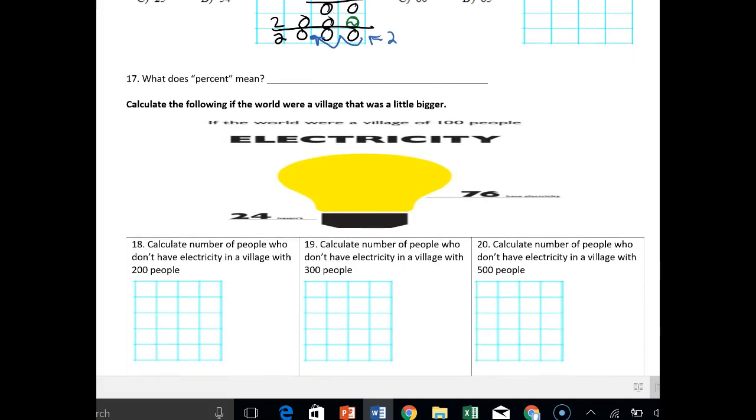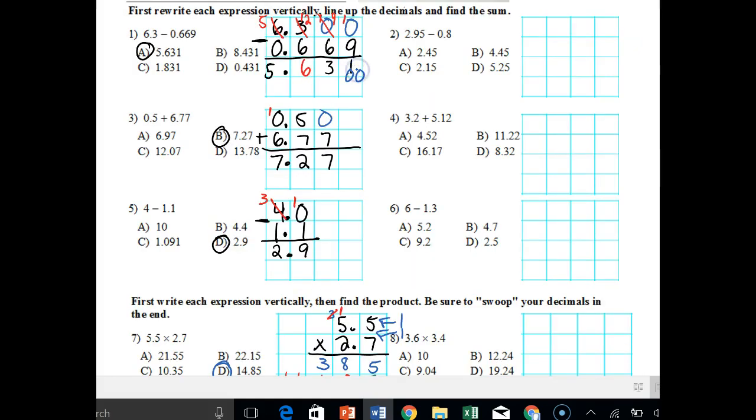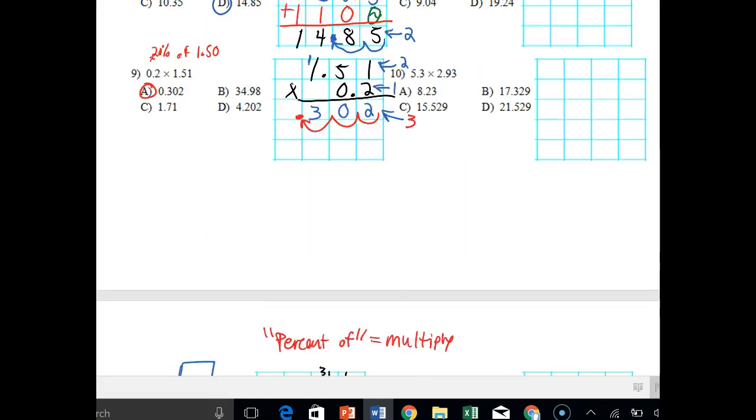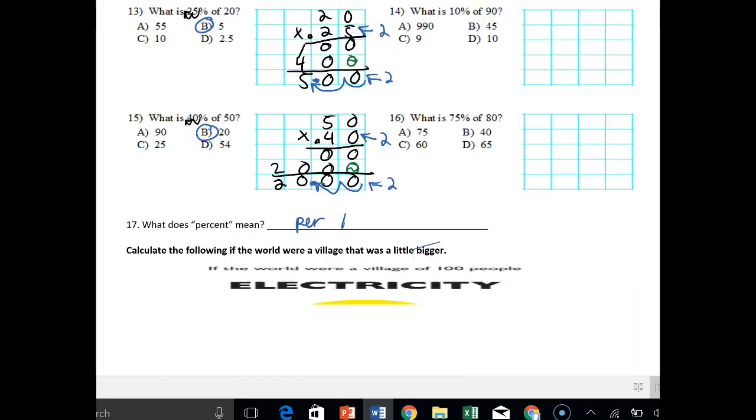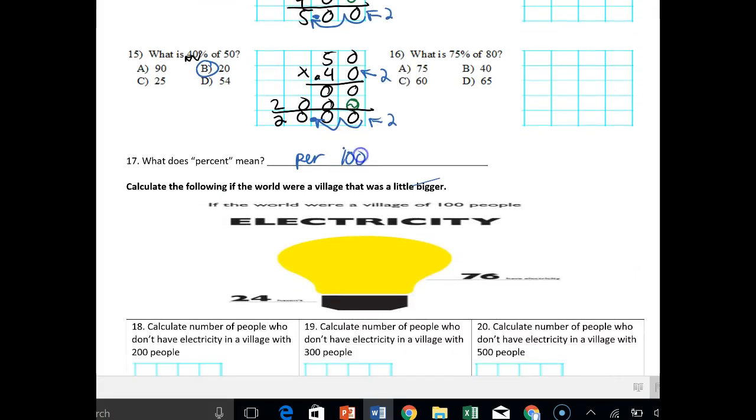What does percent mean? You should look back in your notes right now. You're opening up your binder. You're saying, all right, I'm trying to find percent. I know we did that definition. It means per 100 or part of 100. Go back down to that. So per 100, literally per 100 or parts per 100.